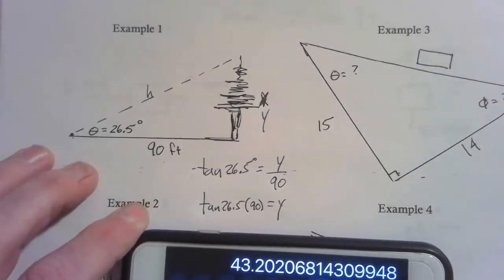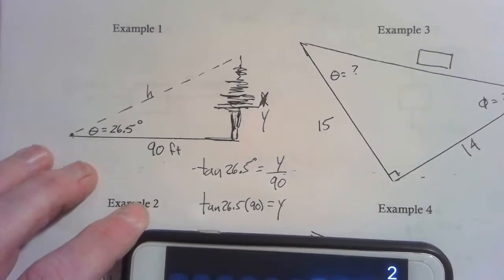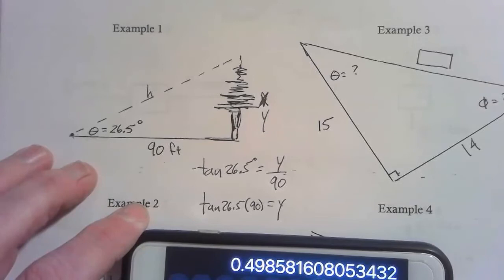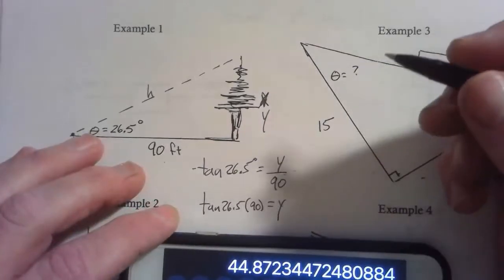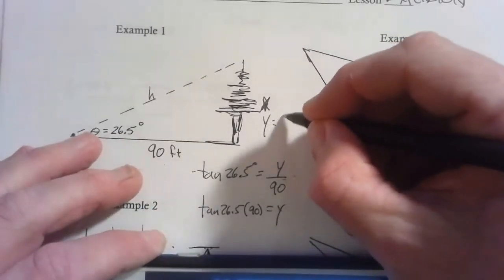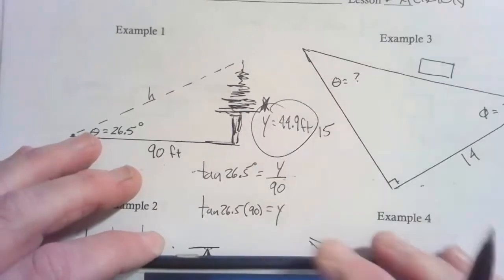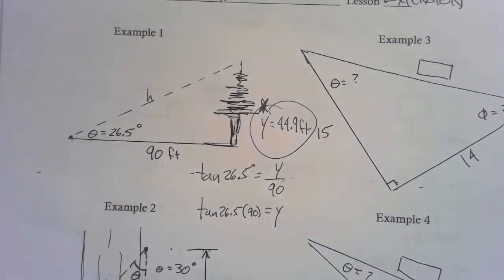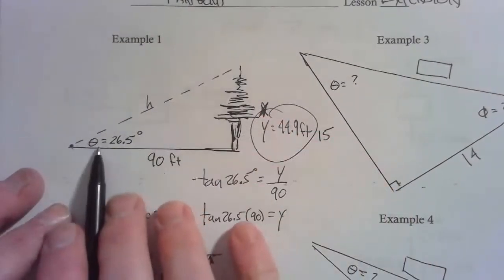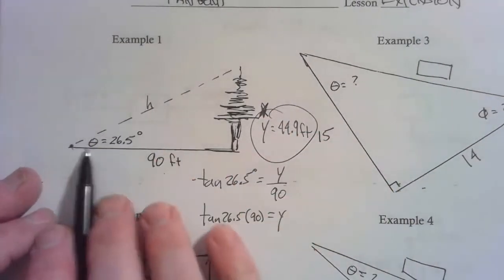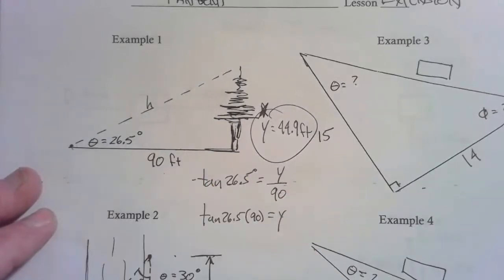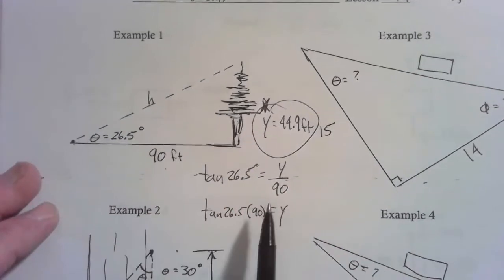So I clear everything out. 26.5, find the tangent, times 90. And that tree's about 44.9 feet tall. And I never actually had to climb the tree. So that's how they can determine the height of mountains and other things that they really can't easily get to the top of. If you can measure an angle to it, what they call an angle of elevation, and there are transits and other devices that surveyors use to do that pretty easily.